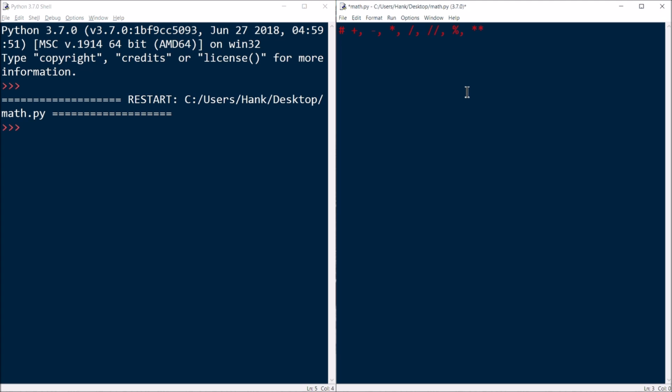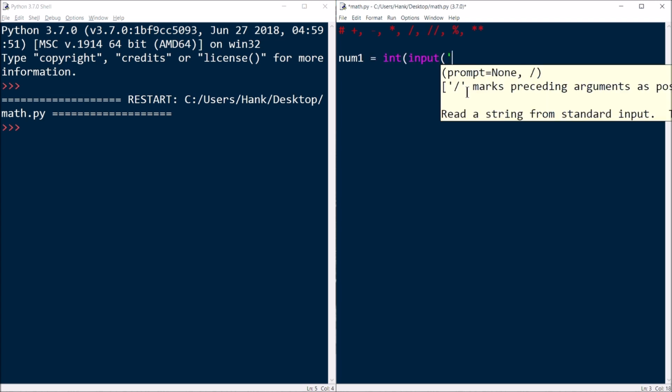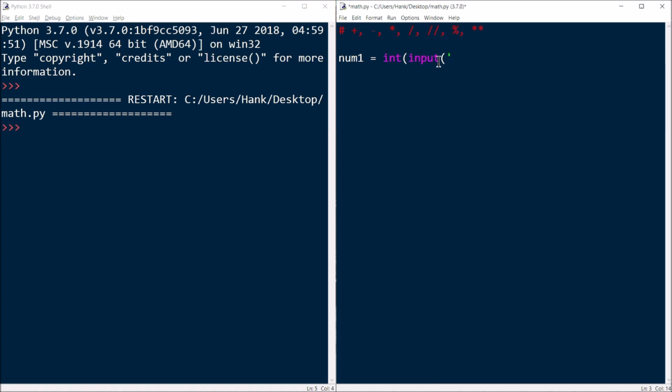Okay, so I'll ask the user for a number, and I'm going to use input to do that. But remember, input returns whatever the user types as a string, right? So what does it mean to divide one string by another? I have no idea. So we've got to convert whatever the input function returns into an integer before we assign it to our variable, num1. Okay, so enter a number. We'll throw that in there, and then we'll do a similar thing for a second variable.